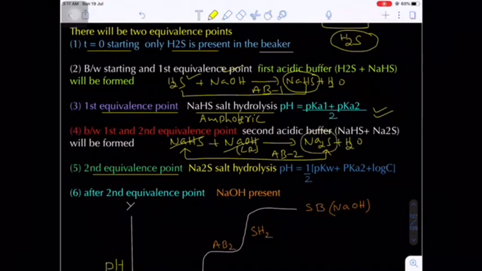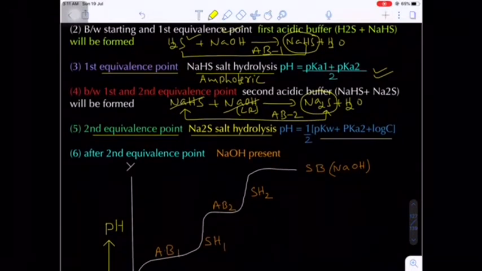Now come to the second equivalent point. At the second equivalent point, what happens? Both NaHS and NaOH are completely consumed. Only Na2S will be present in the solution. So the pH of the solution will be decided by salt hydrolysis. Now we know in salt hydrolysis, for the pH of anionic hydrolysis, the pH of the aqueous solution is equal to half into pKw plus pKa2 plus log C. Here this is the S2- ion, and that is the second ionization constant, pKa2. Are you getting my point?